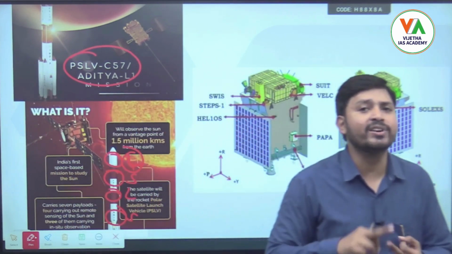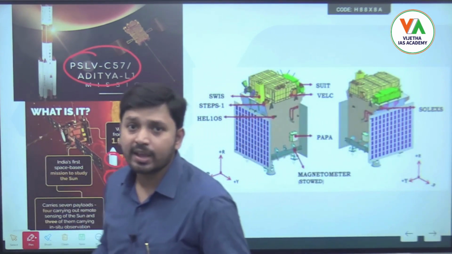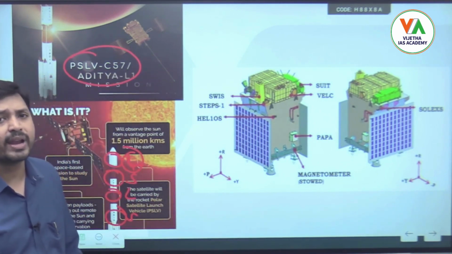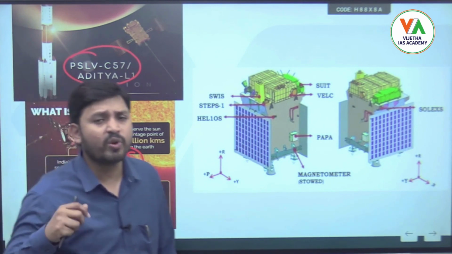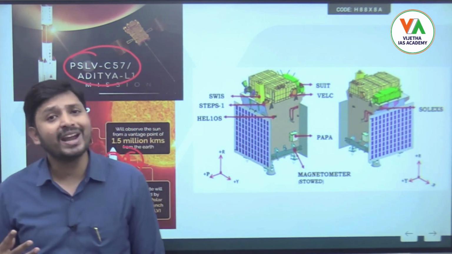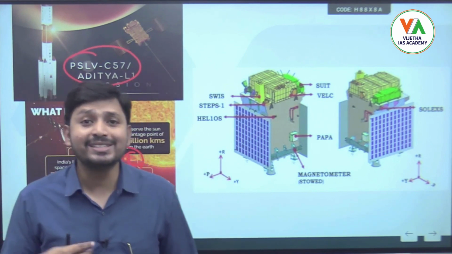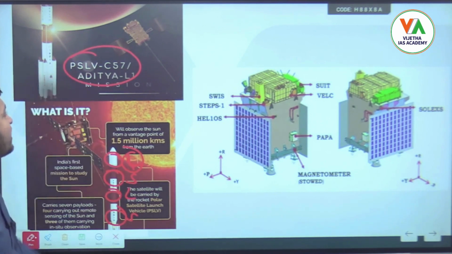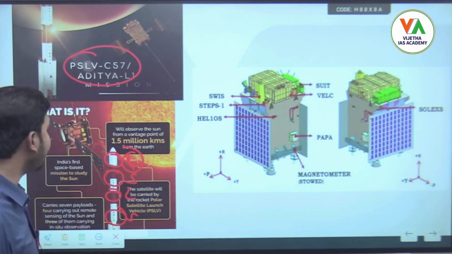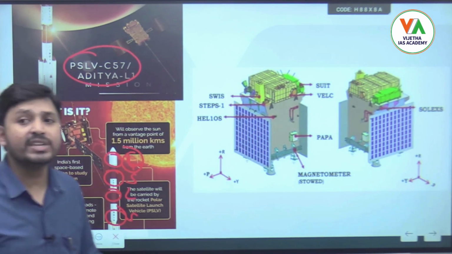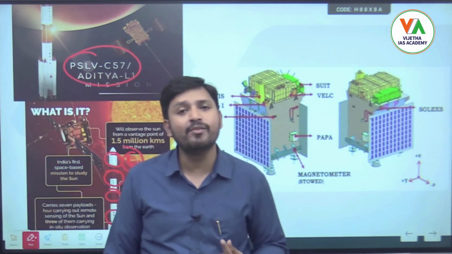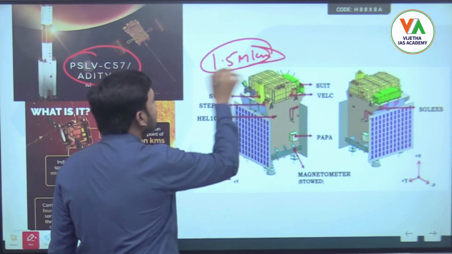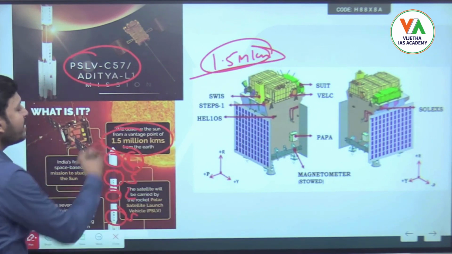This vehicle is called the workhorse of ISRO because we have launched a huge number of satellites with it, and the success rate of this launch vehicle is one of the highest in the world. That's why a lot of foreign countries come to India for launching their satellites using this PSLV vehicle. The same PSLV C57 has been used for launching this ADITYA L1 mission. And remember, the location of L1 will be around 1.5 million kilometers from the Earth.